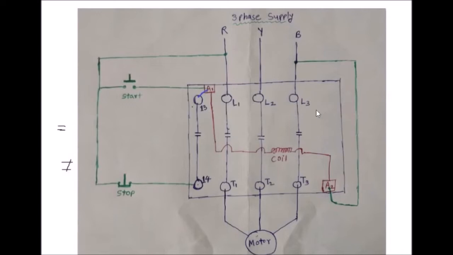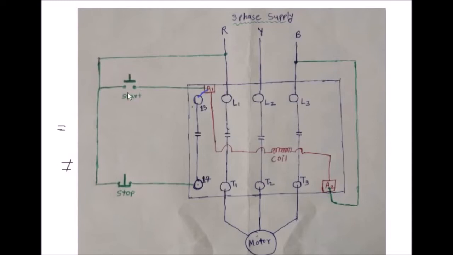The only difference is that L1-T1, L2-T2 and L3-T3 are called power contacts, and 13 and 14 are not called power contacts, but all of these are normally open contacts. See, this is the contactor coil. This is the A1 terminal of the contactor coil, and this is the A2 terminal. You will see a direct tapping is taken from any one phase and given to the A2 terminal.